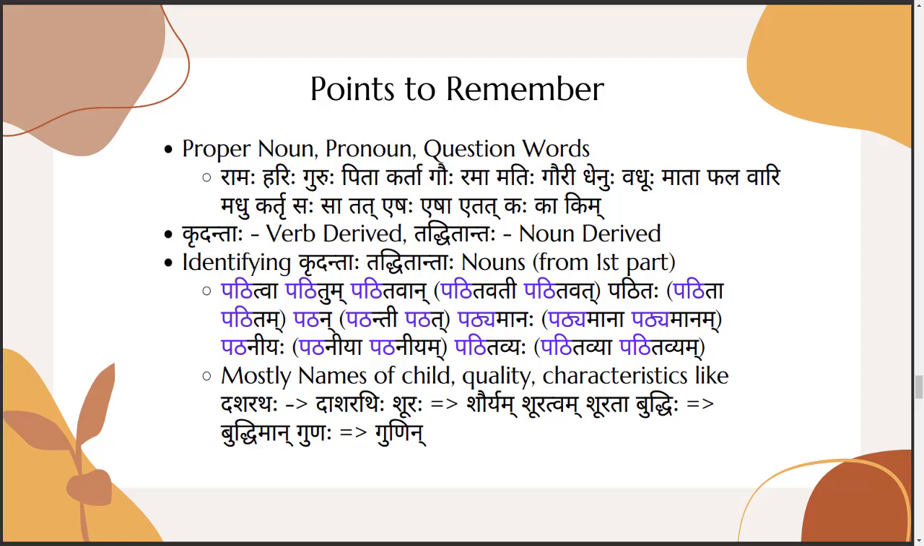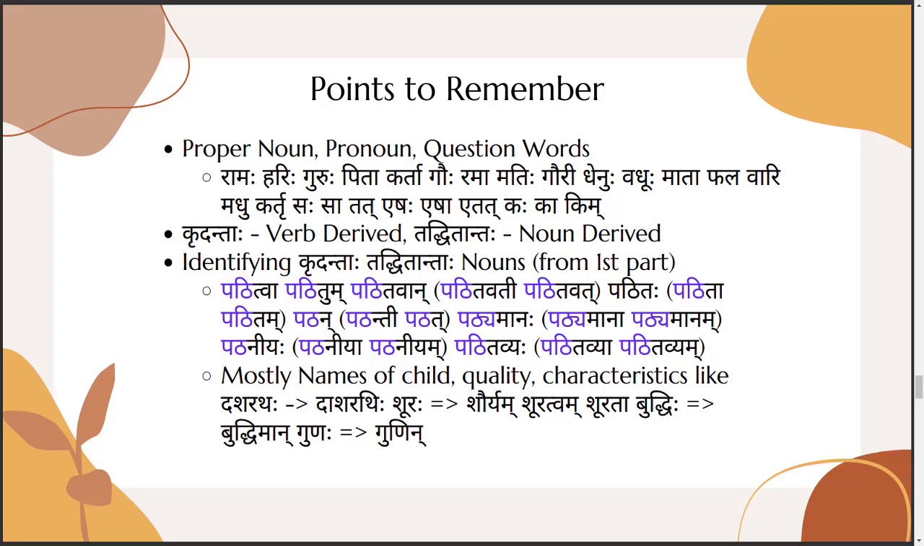The Kridantas, we can understand by looking at the word because they are always derived from verb. So, patitva, patitum, patitavan. The first part which I showed in blue color, from that you can understand it is pat dhatuhu. So, in a word, if dhatu is available as the first part, the suffixing is the later part. So if dhatu is visible, we can understand it is Kridanta Shabdaha.